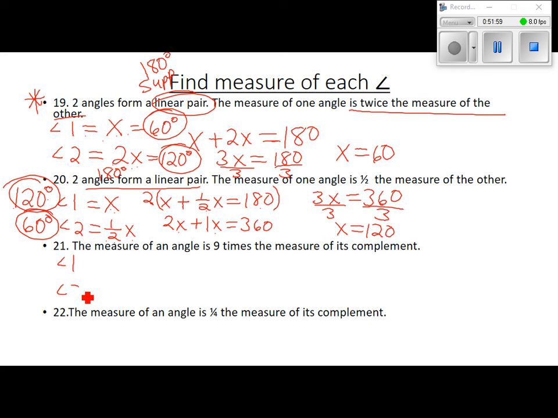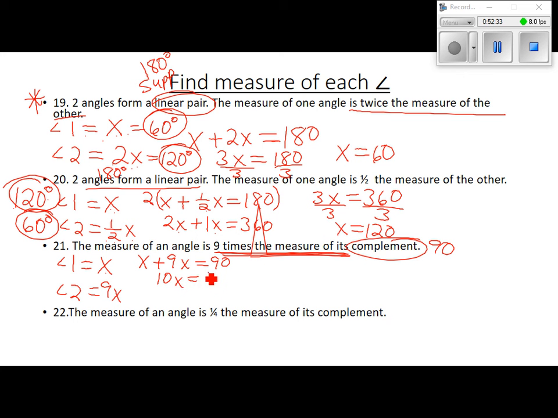Angle 1, angle 2. It says the measure of an angle is 9 times the measure of its complement. Complement tells us that they got to add up to 90. We don't know angle 1, so we let it be x. The other angle, these two are complementary. The other angle is 9 times its complement. So if this one's x, the other one's going to be 9 times x. We add those together, x plus 9x should equal 90. You get 10x equals 90. Divide by 10.